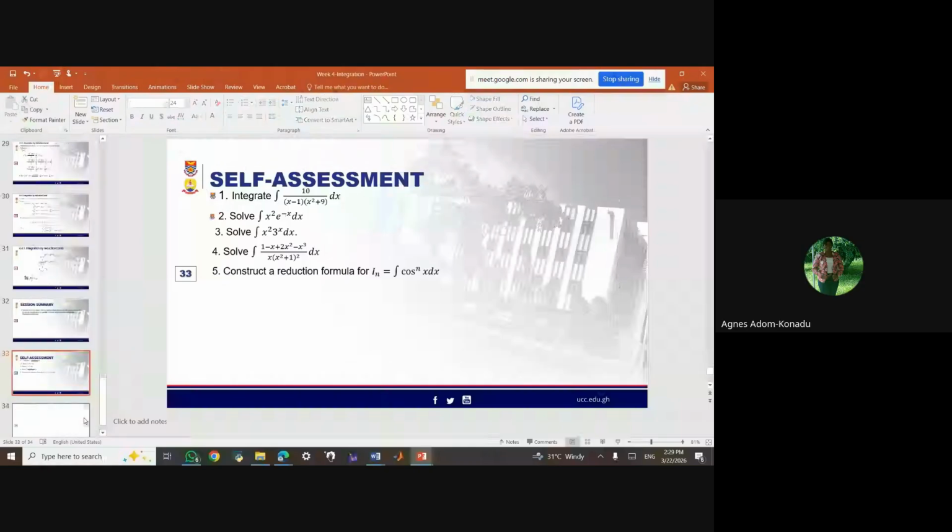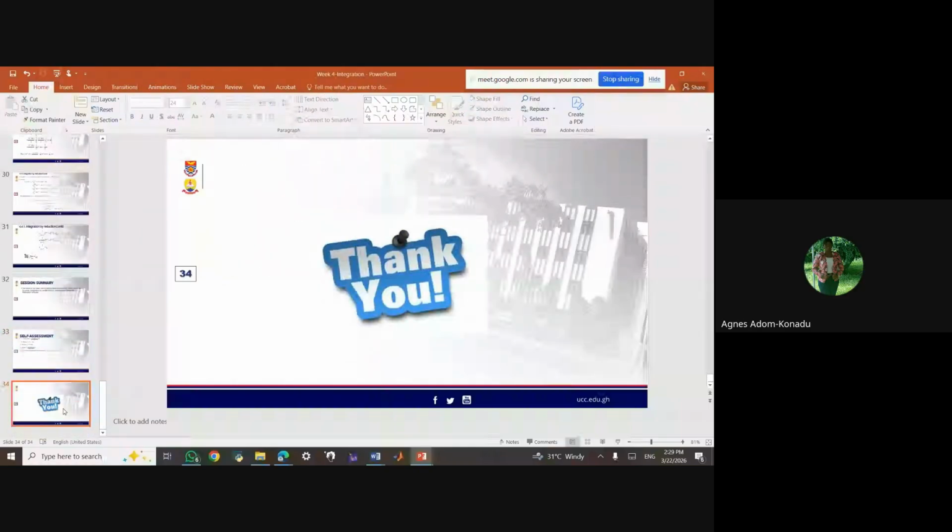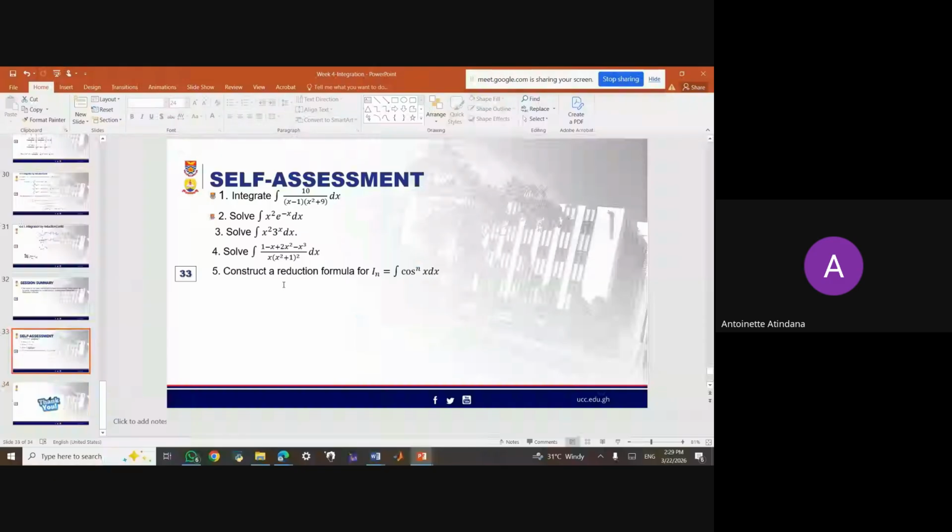So you have some questions here. Thank you. This one, you want to construct a reduction formula for I_n equal to the integral of cos to the power n x dx. I did it for sine to the power n x, so please try this one.